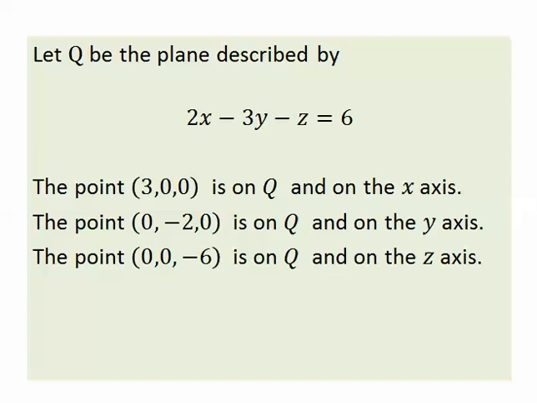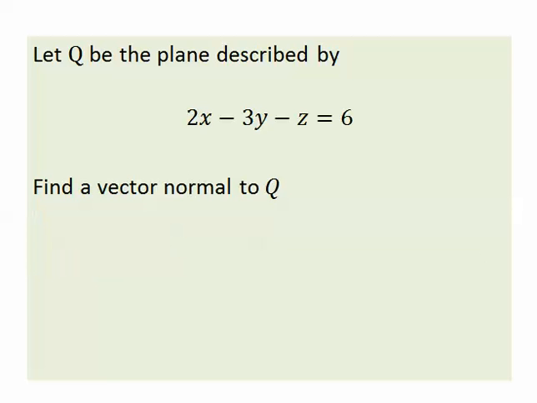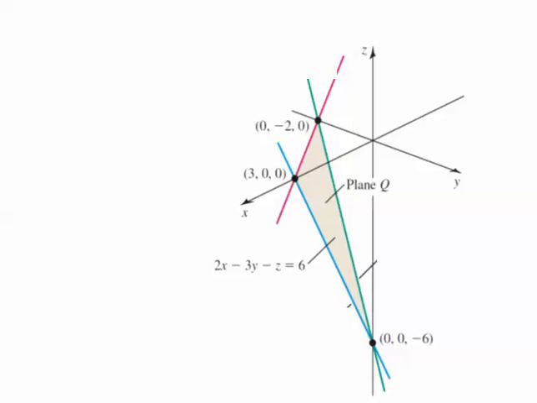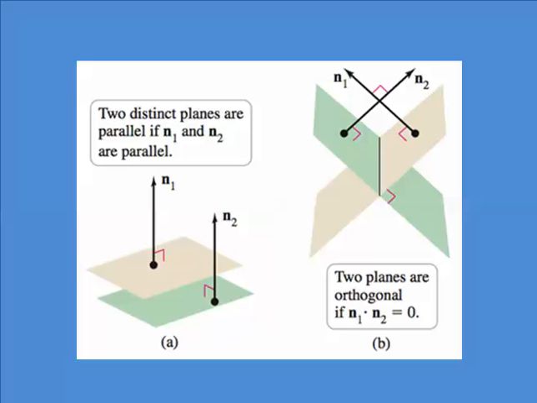I could do the same thing with the y and z axes. What if instead I wanted to find a vector normal to the plane? As I mentioned earlier, all you need to do is read off the coefficients. And here is our normal vector. A section of the plane, and let's talk about something else.